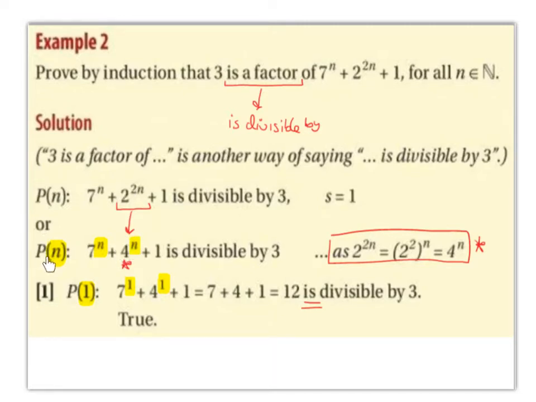So we have p of n equals 7 to the power of n plus 4 to the power of n plus 1 is divisible by 3. Step 1, we substitute in s equal to 1, which is the starting number. So p of 1 is 7 to the power of 1, swapping that n for 1, plus 4 to the power of 1, plus 1, equals 7 plus 4 plus 1, which is 12. And 12 is divisible by 3, so it's true.